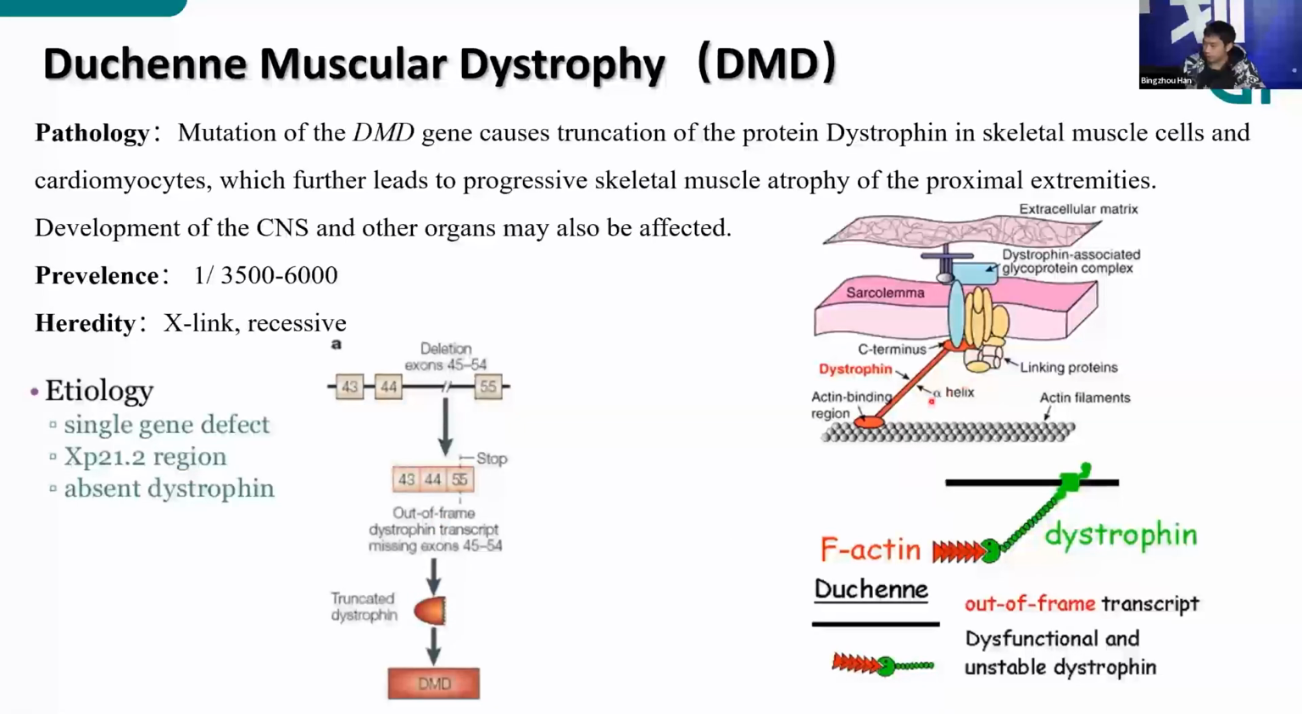As we look here, this dystrophin actually acts as a bridge that combines our cell membrane and the actin fragments in our muscle cells together to make sure that contraction will work when our muscle needs strength. However, if the dystrophin itself is truncated, it will be dysfunctional and unstable in the complex, causing the function of our muscles to be disrupted.